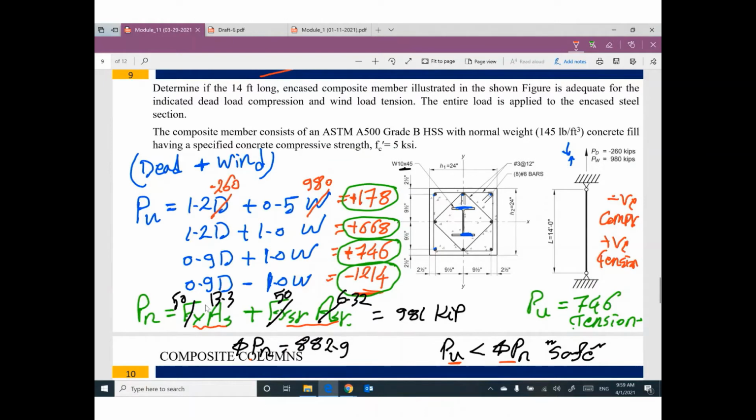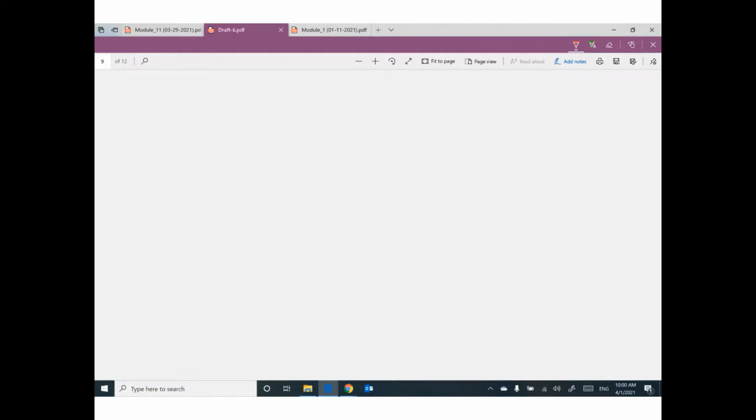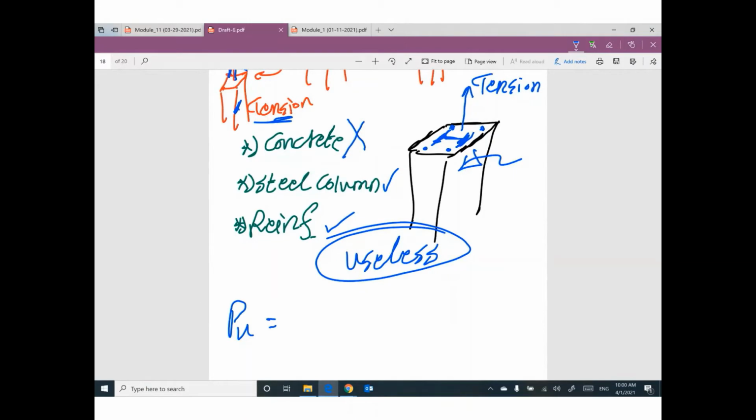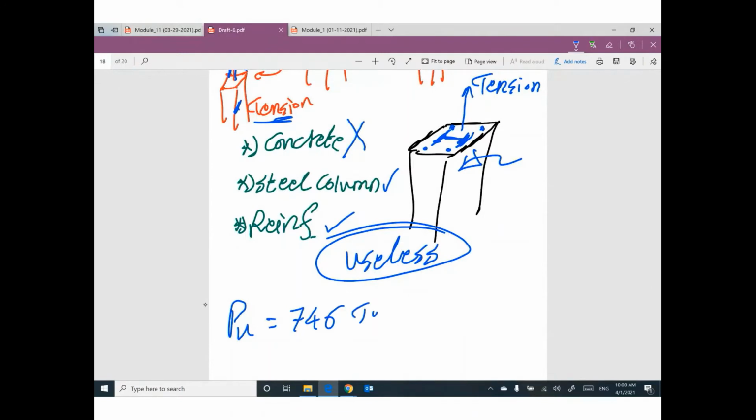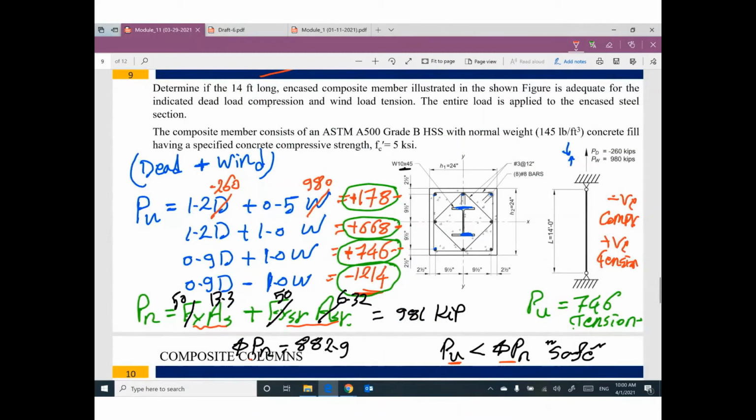For your P ultimate, you said tension worst case, so you just go for the highest value since it's just like the worst case scenario? Yes, the highest value of the tension will be the worst case in tension. Okay. And if this example is in your exam, we have two scenarios. The first scenario right now, your P ultimate equal 746 tension, worst case. And we have another scenario, the P ultimate equal negative 1214 compression.